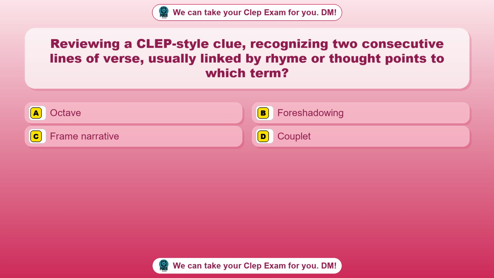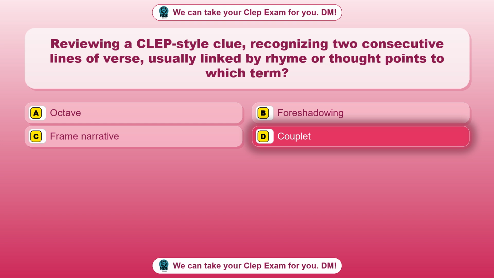Question 16. Reviewing a CLEP-style clue. Recognizing two consecutive lines of verse, usually linked by rhyme or thought, points to which term? Option A, octave. Option B, foreshadowing. Option C, frame narrative. Option D, couplet. The correct answer is option D, couplet.